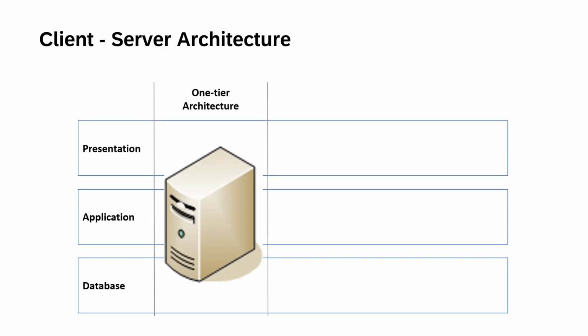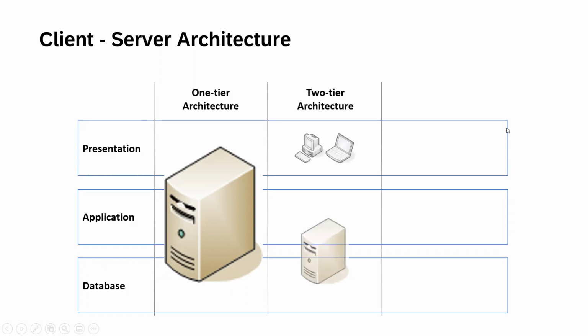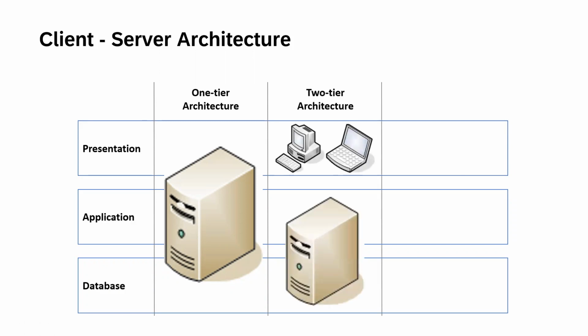1-tier architecture. Now the second is your 2-tier architecture. What is the 2-tier architecture? Here, your database and application both reside on the same hardware or the same VM. Your presentation layer is different. You might have one physical server or one virtual machine on which you install both the database software and the application software, but you will not install the presentation SAP GUI on that server.